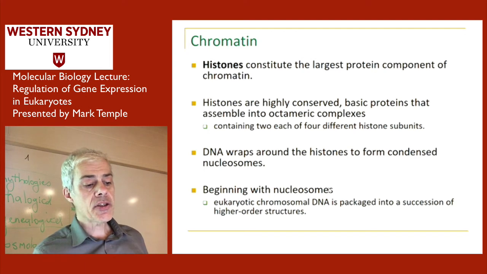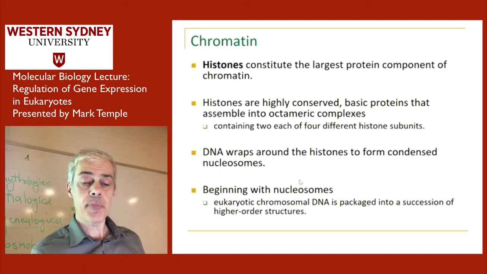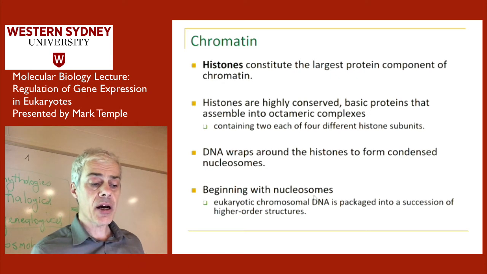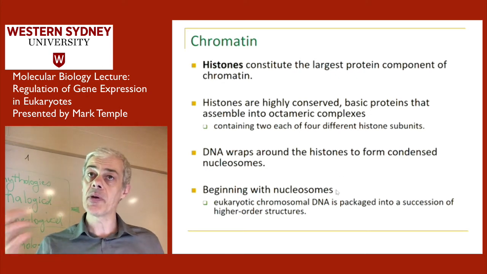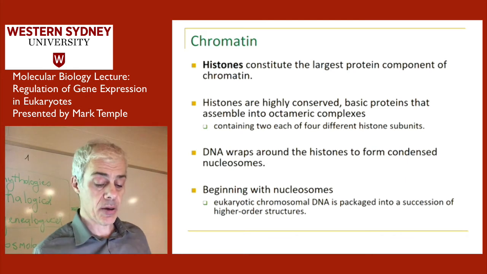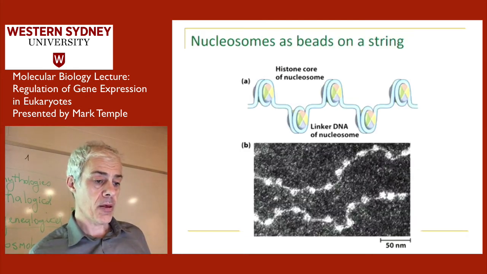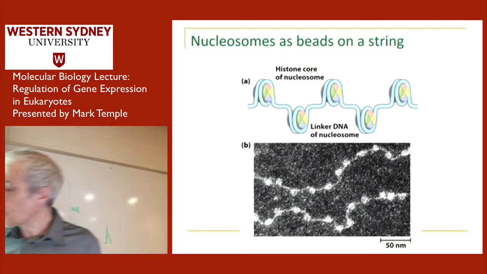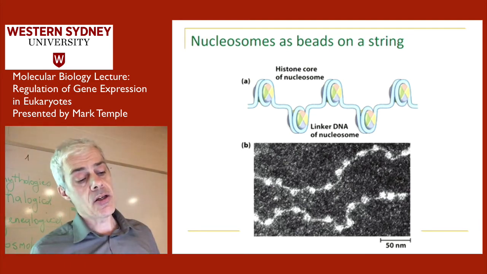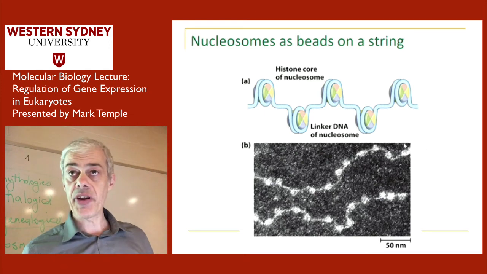So nucleosomes are the first stage in packaging of DNA into higher DNA packaging, and the highest level of DNA packaging will be what you see in a chromosome during mitosis. So this is an electron micrograph showing DNA from a eukaryotic cell.